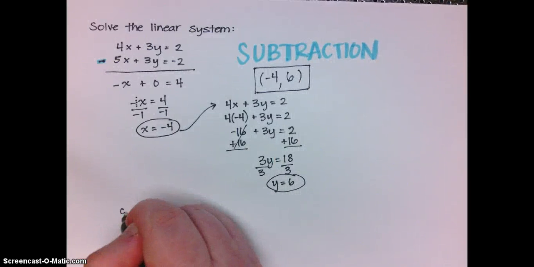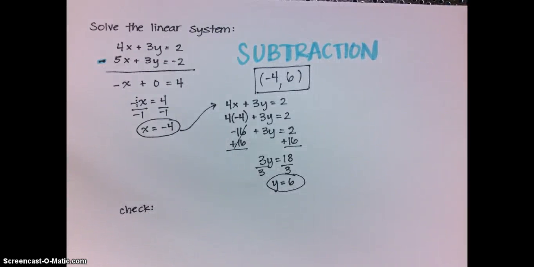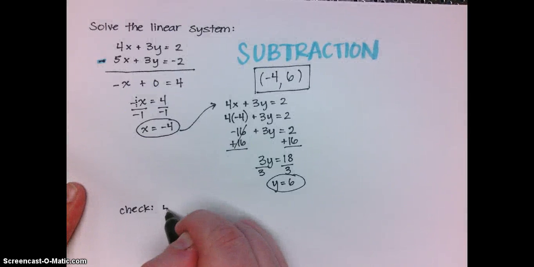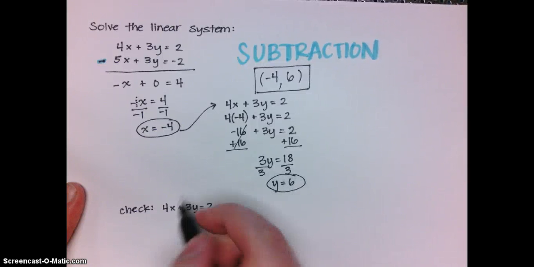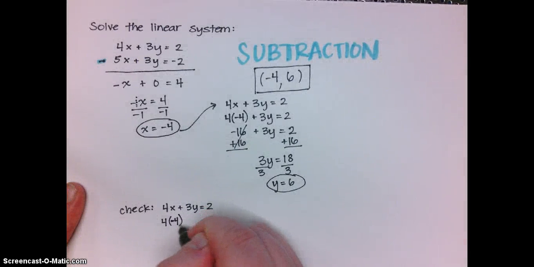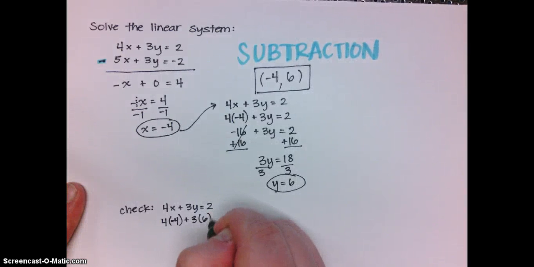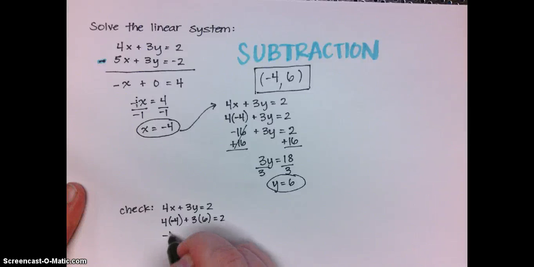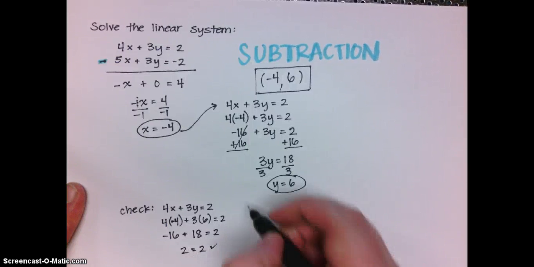Just to be on the safe side, let's check to see if when I plug in the x and the y value into both of these equations, it does in fact work out. The first one was 4x plus 3y is equal to 2. So 4 times negative 4, and then 3 times 6, the y value, is equal to 2. That leaves me with negative 16 plus positive 18 equal to 2. And 2 does in fact equal 2.